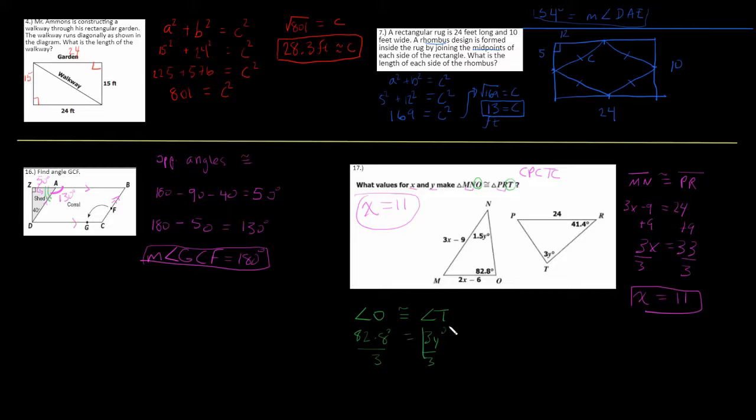So these cancel. 82.8 divided by 3, pop that in your calculator, and you get y is equal to 27.6 degrees. So these are the two measurements that we need in order to ensure these two triangles are congruent.